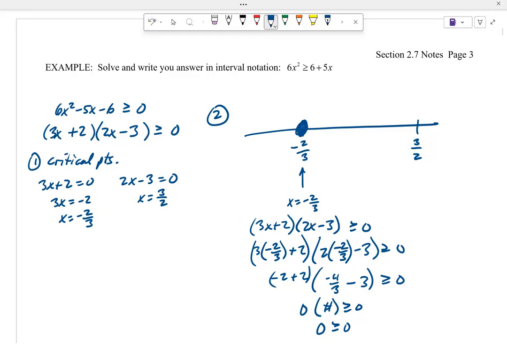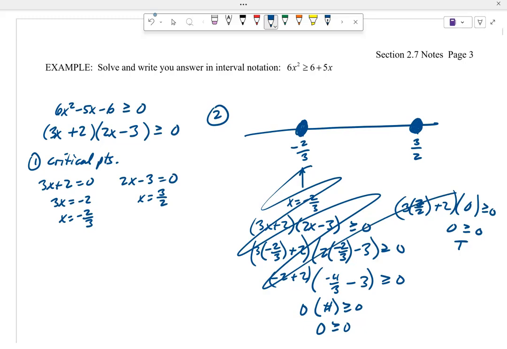When I plug in 3/2, I'll get 0 as well. Is 0 greater than or equal to 0? That is also true. So I'm going to include the 3/2. So we're going to include these zeros because we've got an or equal to with our inequality. The or equal to means we're going to include those critical points, right? And now it's on to testing our intervals.